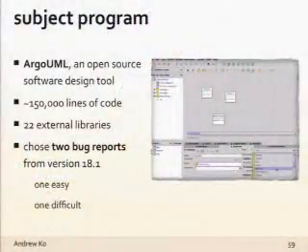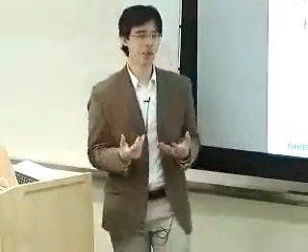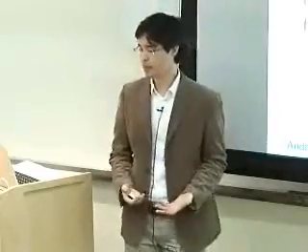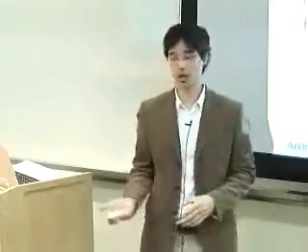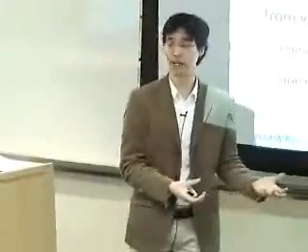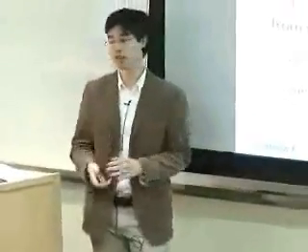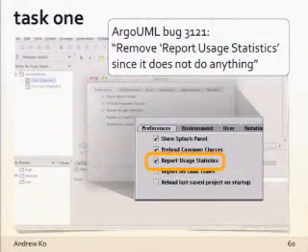The application that I had people use was Argo UML. This is about 150,000 lines of source code, and there are almost 30 external libraries that it uses. It's an open source project for creating UML diagrams and generating source code from them. And I chose 2 bug reports from the application, basically one that looked easy from a surface perspective and one that looked difficult. And these were real bug reports that had already been fixed, so that I could compare people's answers to the actual changes made in the open source project to see how well they aligned with design goals. The first one was titled Remove Report Usage Statistics since it does not do anything.